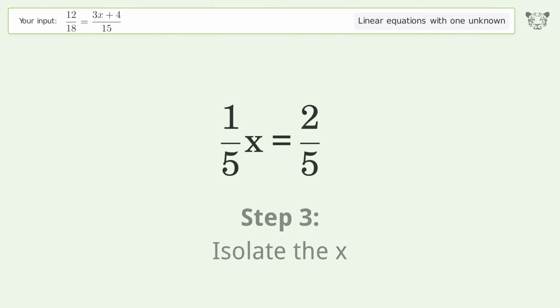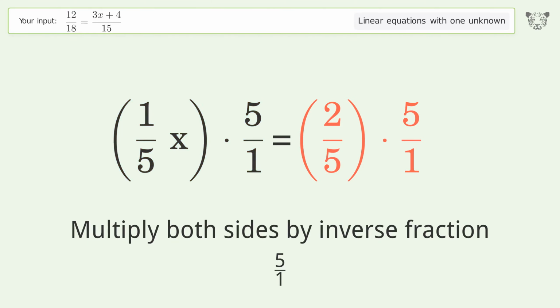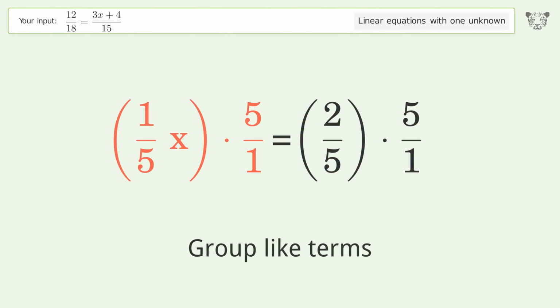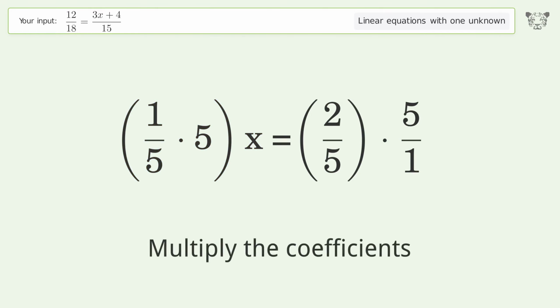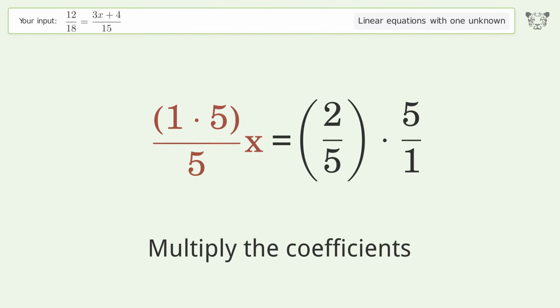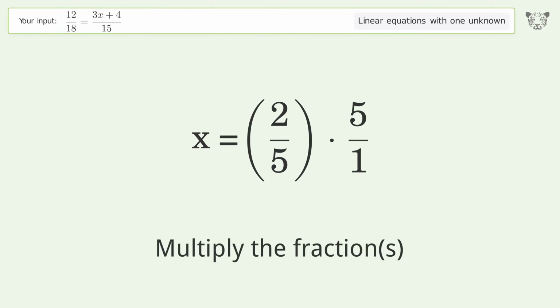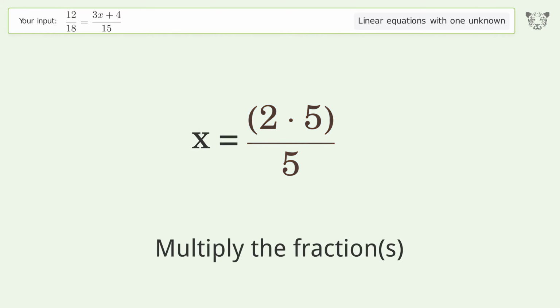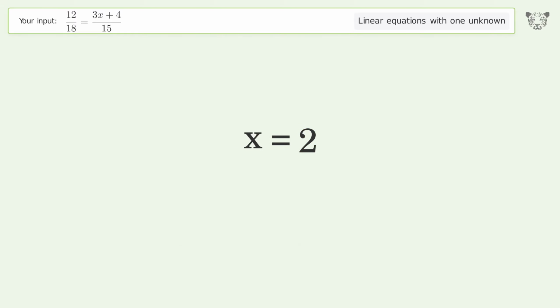Isolate the x. Multiply both sides by inverse fraction 5/1. Group like terms. Multiply the coefficients. Simplify the fraction. Multiply the fractions. Simplify the arithmetic. And so the final result is x equals 2.